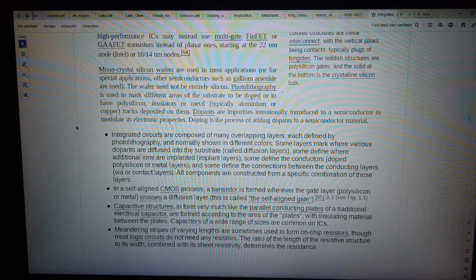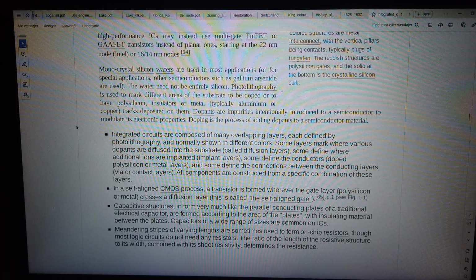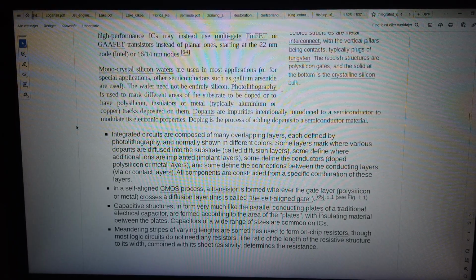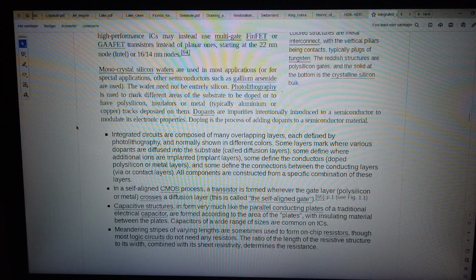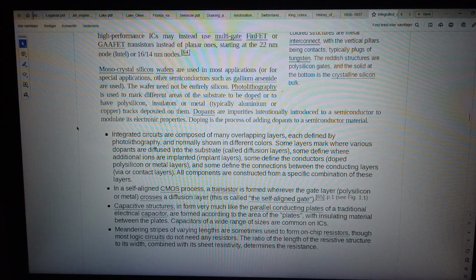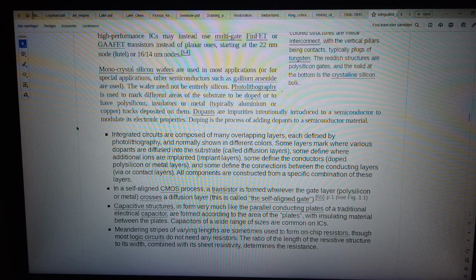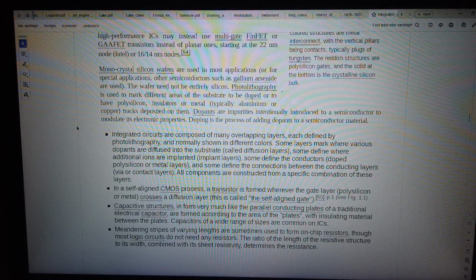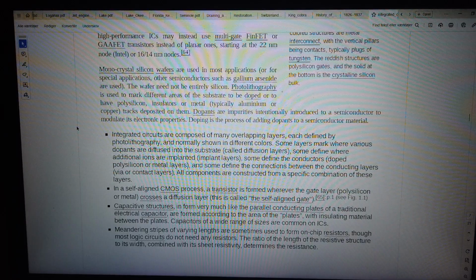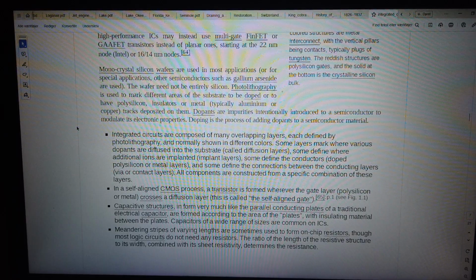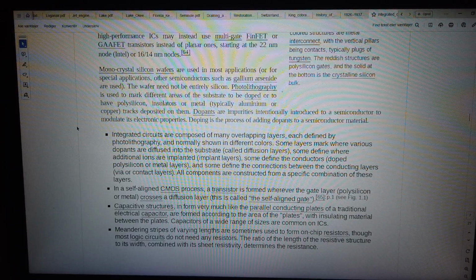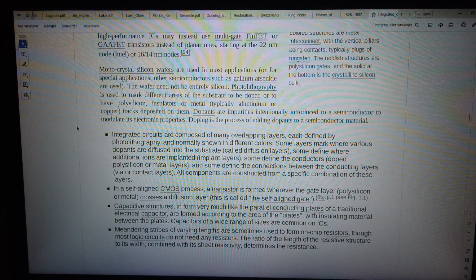Capacitive structures, in form very much like the parallel conducting plates of a traditional electrical capacitor, are formed according to the area of the plates, with insulating material between the plates. Capacitors of a wide range of sizes are common on ICs. Meandering stripes of varying lengths are sometimes used to form on-chip resistors. Most logic circuits do not need any resistors. The ratio of the length of the resistive structure to its width, combined with its sheet resistivity, determines the resistance.